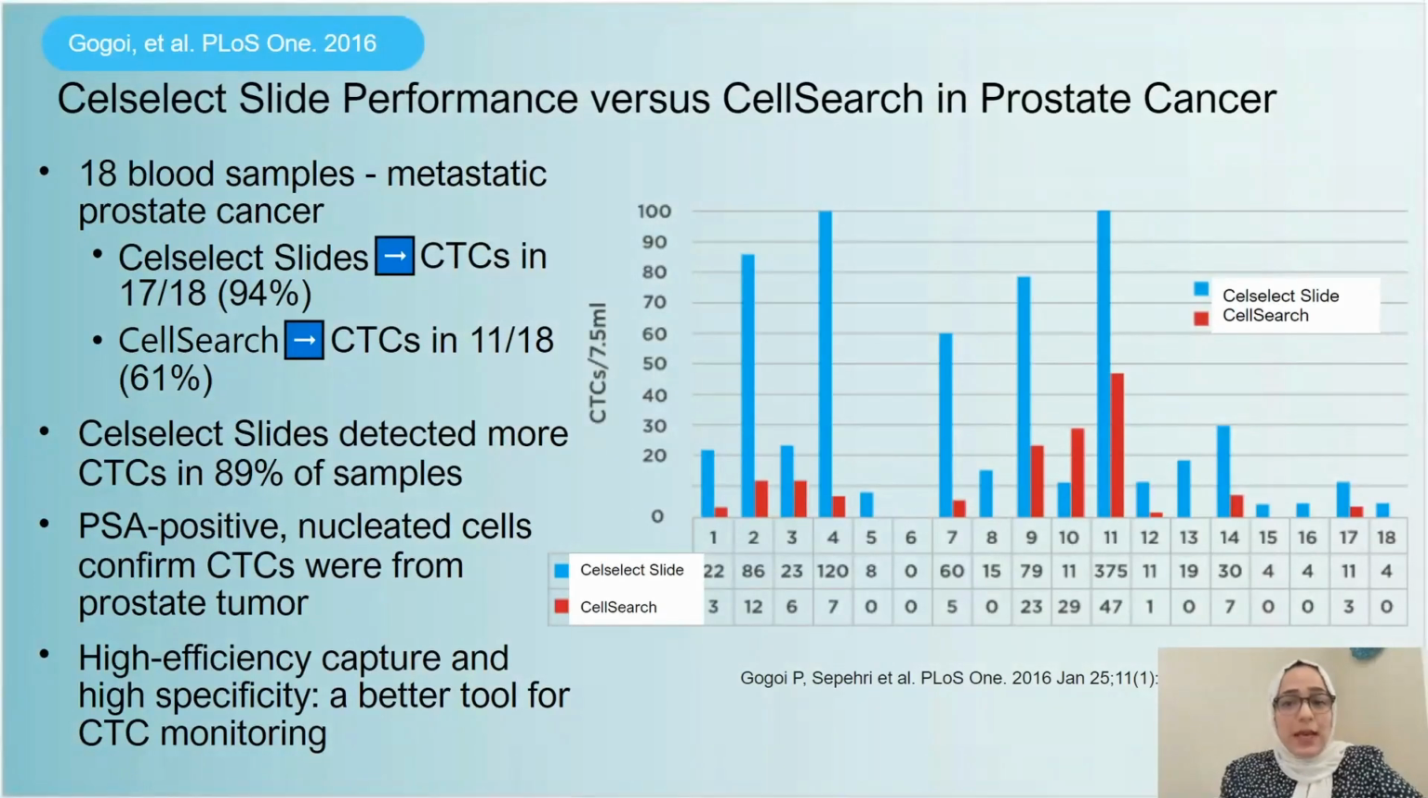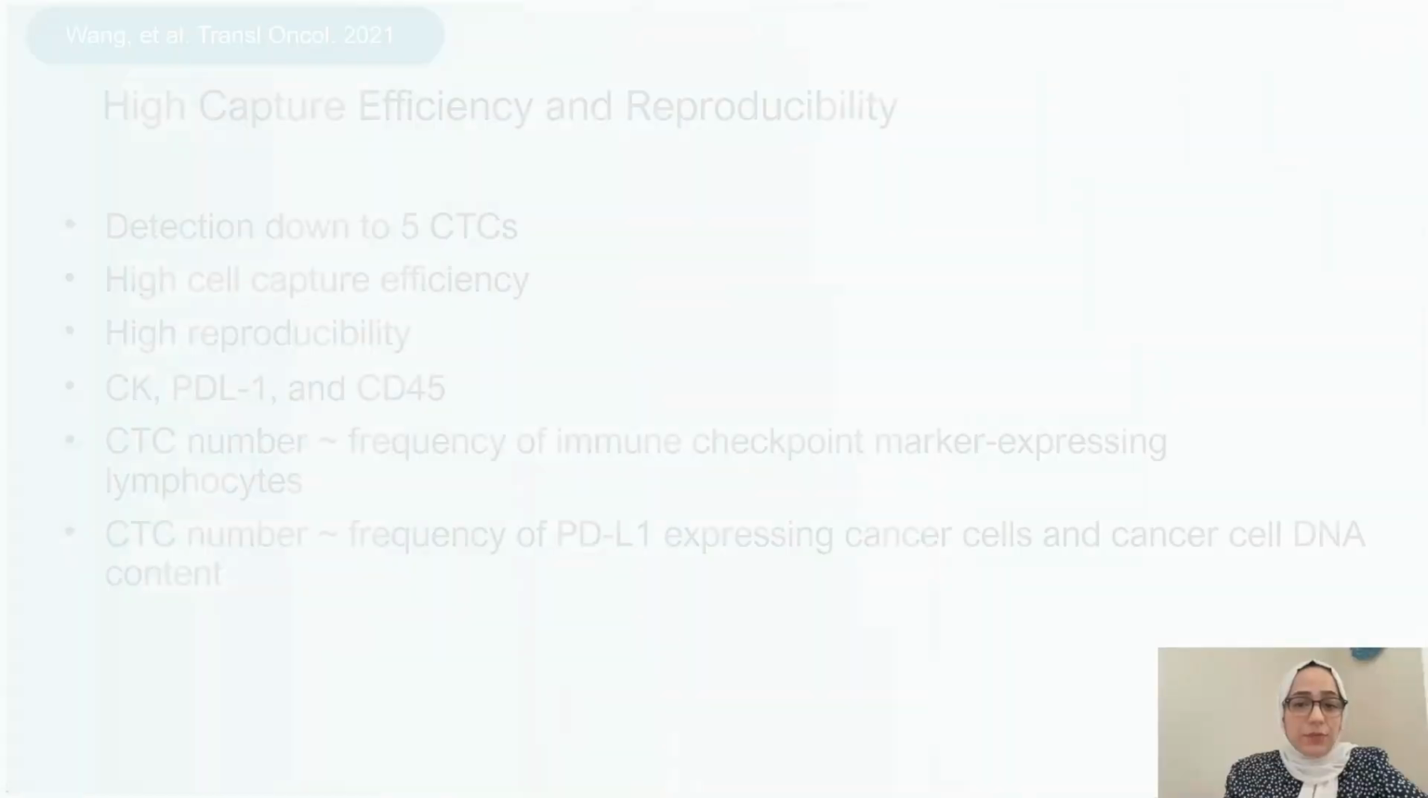In this publication, the capture of CTCs using the Genesis CellSelect system and CellSearch was evaluated by this group of researchers. The authors showed a higher number of CTCs in more clinical samples using CellSelect compared to CellSearch. They confirmed that these cells were correctly identified using PSA, and the paper suggested that CellSelect CTC technology appears to perform superior to CellSearch.